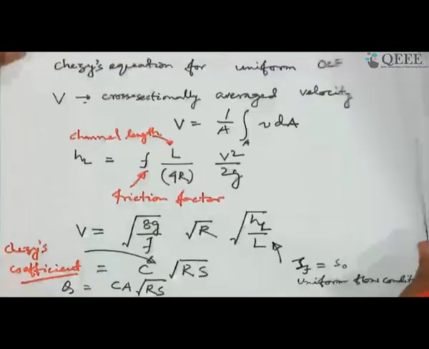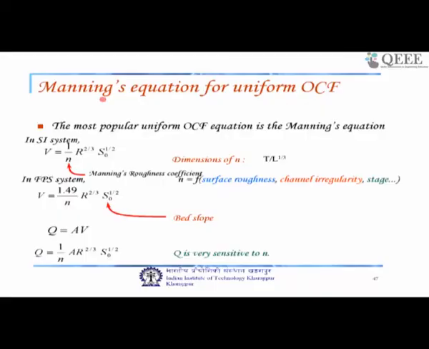Chezy's coefficient. So, the next equation we will consider is Manning's equation for uniform open channel flow. This is the most popular uniform open channel flow equation, and in the SI system we can write V equal to 1 by N R to the power 2/3 S naught to the power half, where N is the Manning's roughness coefficient, R is the hydraulic radius, and S naught is the bed slope.